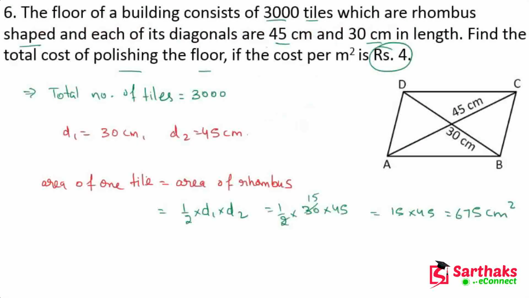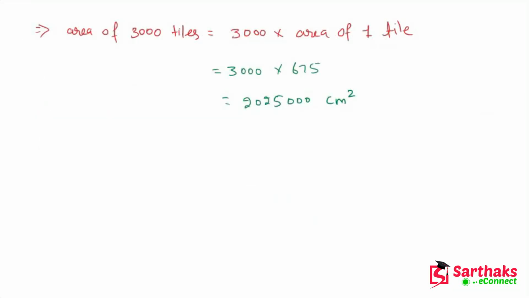If you observe this, you can see that the cost is given in meter square. So first of all, we need to convert the area into meter square. We have the area as 2025000 centimeter into centimeter, and we know that 1 meter is equal to 100 centimeter. So 1 centimeter will be 1 upon 100 meters.